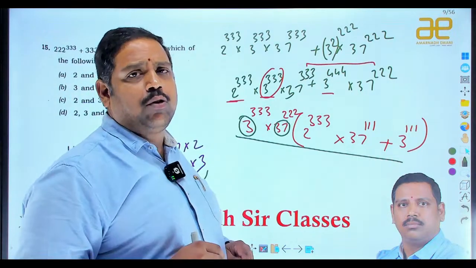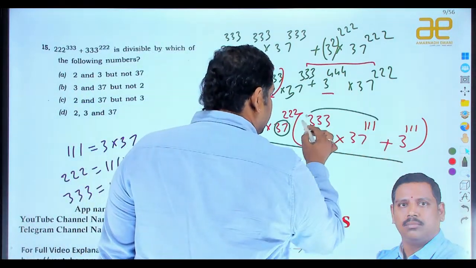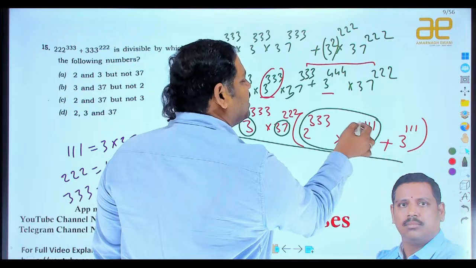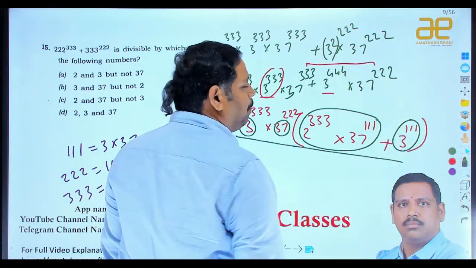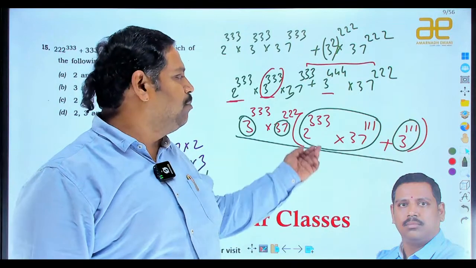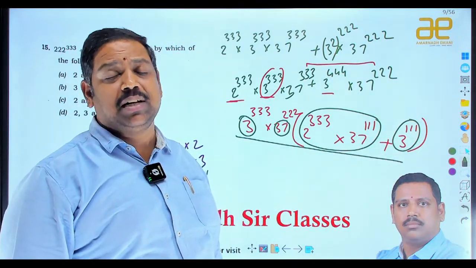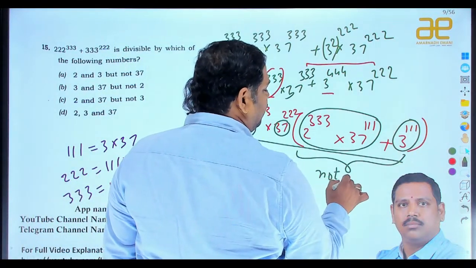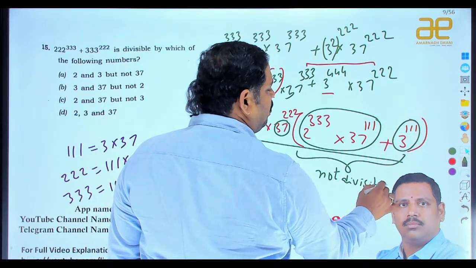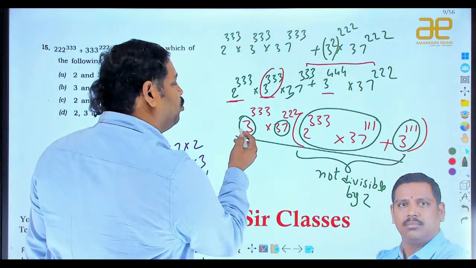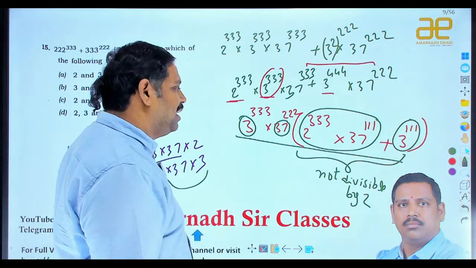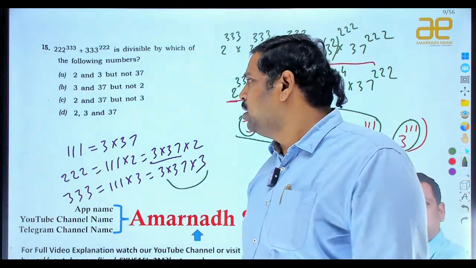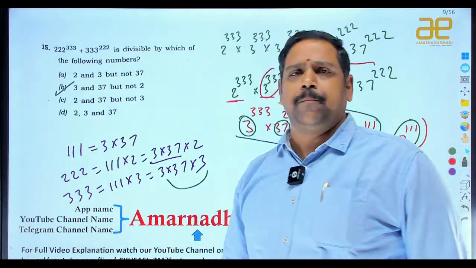Is it divisible by 2 or not? Now observe this number. 2 power something means it is an even number, a multiple of 2 into some number, so it is divisible by 2. And the other is an odd number. Even plus odd is an odd number. Odd number means this number is not divisible by 2. That means the given result is divisible by 3 and 37 but not by 2. So the answer is 3 and 37 but not 2. So it is B.